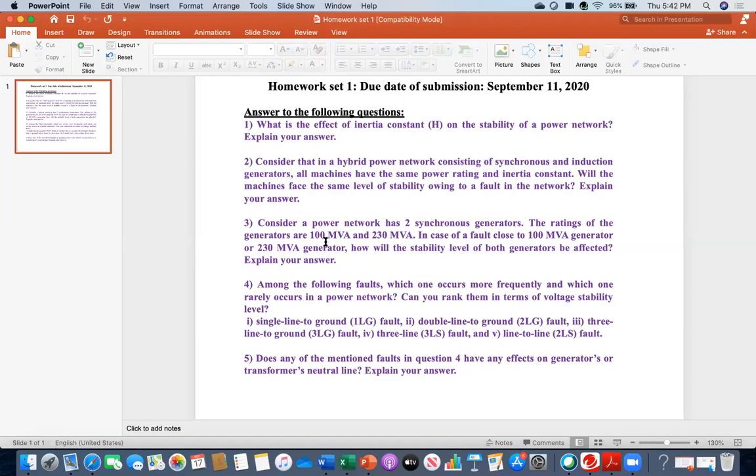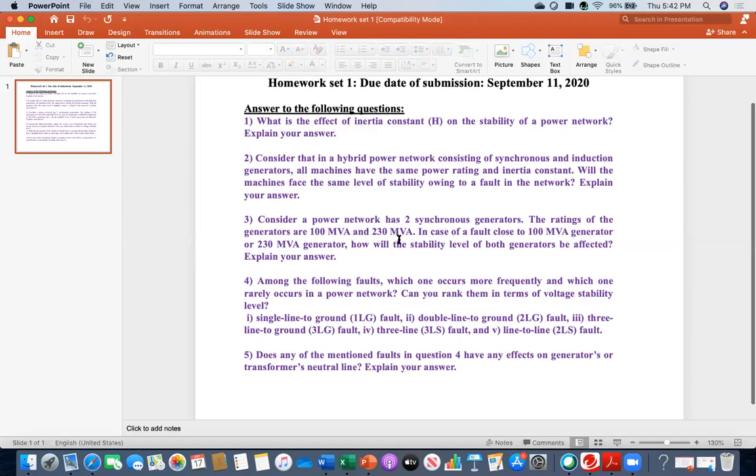So this means that when it is nearby the 100 MVA, definitely that generator will be affected easily, and then some effect will go on the 230 MVA. When it is nearby the 230 MVA, there will be some effect, some stability issue, but still much more effect will go on that 100 MVA generator. That is the meaning when I am telling you to explain your answer. So therefore, most of you have explained this properly, and that is coming from the fact that the 230 MVA has a higher inertia constant than the 100 MVA generator.